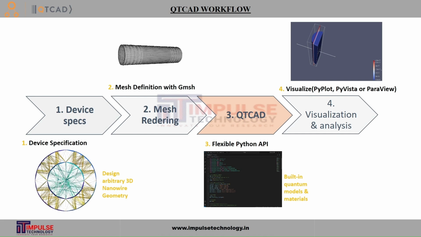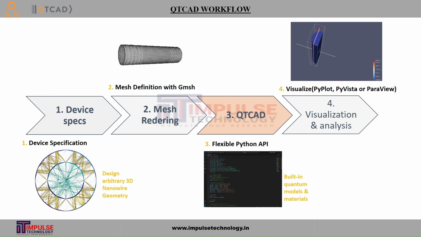First step is device specification. The first step in the workflow involves selecting the technology and defining the device specification. In this case, the technology being used is nanowire. This step allows you to design an arbitrary 3D geometry of the device, meaning you can configure the shape, dimensions, and materials used in the transistor. This step is crucial because it defines the foundation of the entire simulation. The accuracy of the results will depend on how well the device geometry is specified.